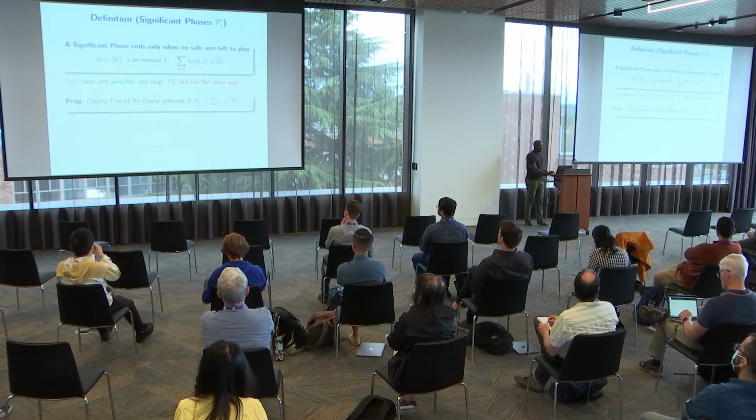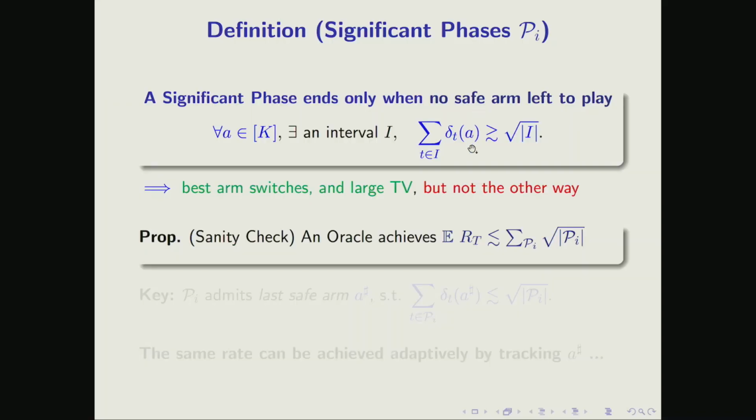It immediately implies base arm switches, because if I take the best arm, and the best arm never changes, then delta T of A is 0. So this could not have happened. So if this happens, the best arm has switched. And also, it's not just that the best arm has switched, but it has switched by a significant amount, so that it also implies large total variation.